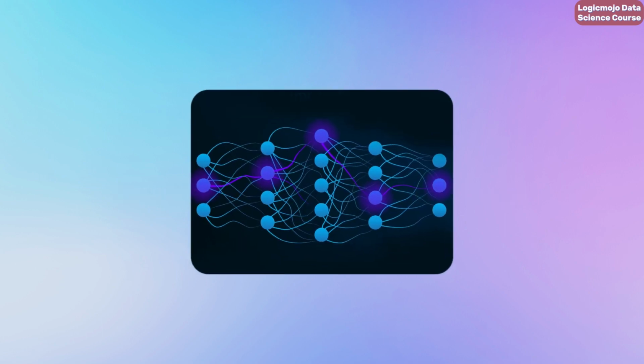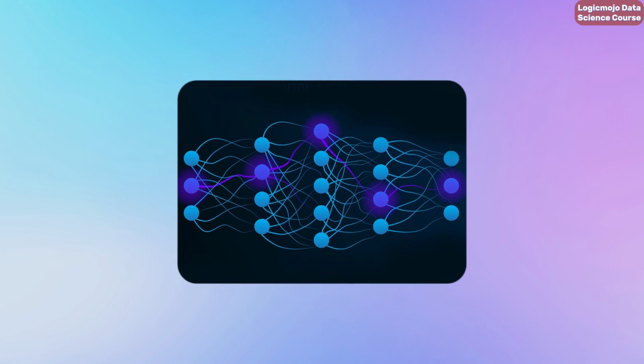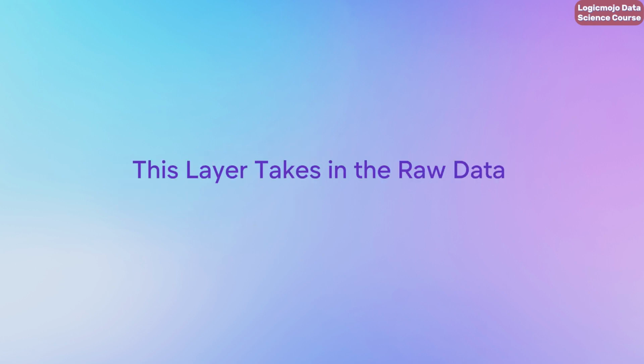Now, let's take a short example to understand the neural network process. Suppose we want to build a neural network that can take an image, and based on that, it decides whether it's a picture of a cat or a dog. So first is the input layer, and this layer takes in the raw data, which in our case is the image.